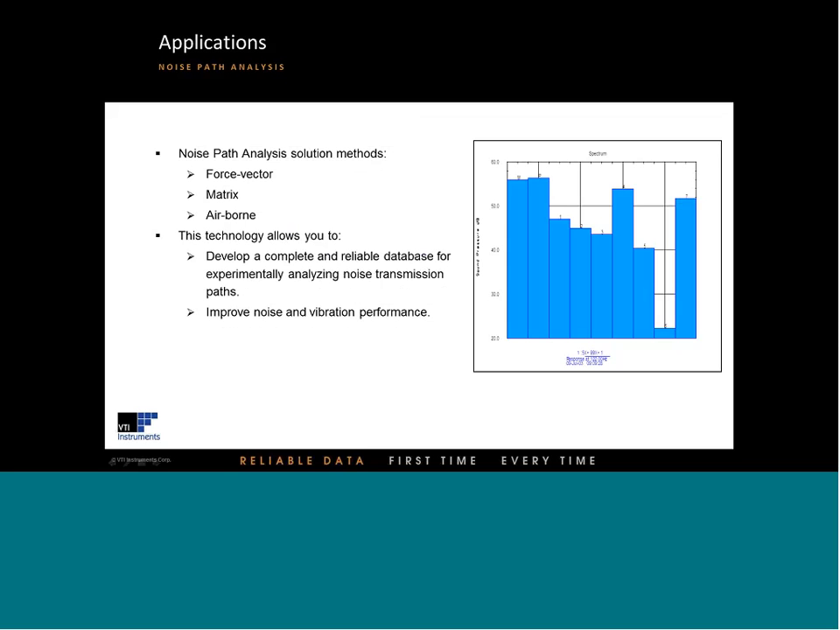A typical output is shown here on the right, where we have the ranking of various paths, which are numbered here, 1, 2, 3, 4. We can see the noise paths through the structure, how significant they are at this particular frequency to the overall levels. So you can see that doing anything with noise path number 6 is probably not going to make any difference, and you should focus on 4 and 7.